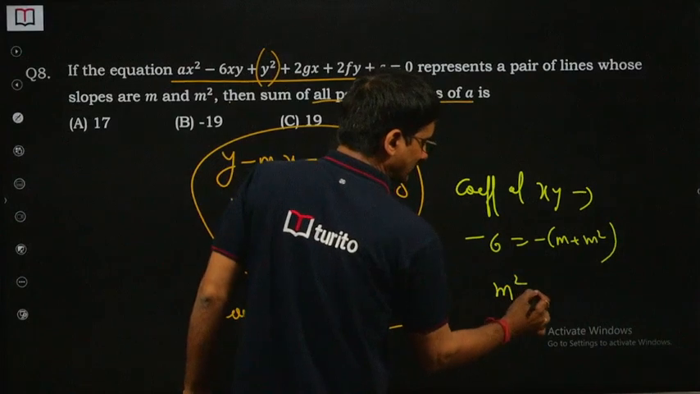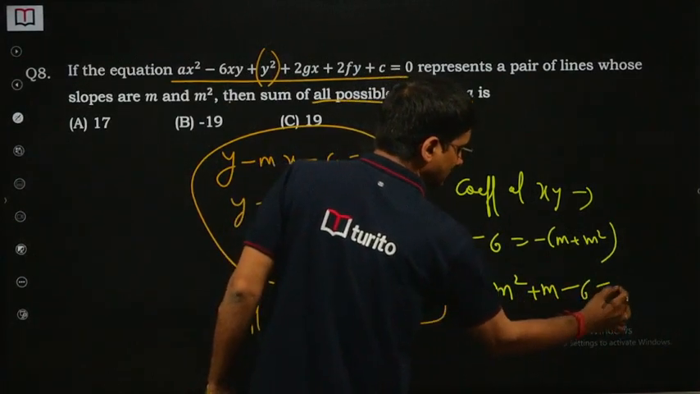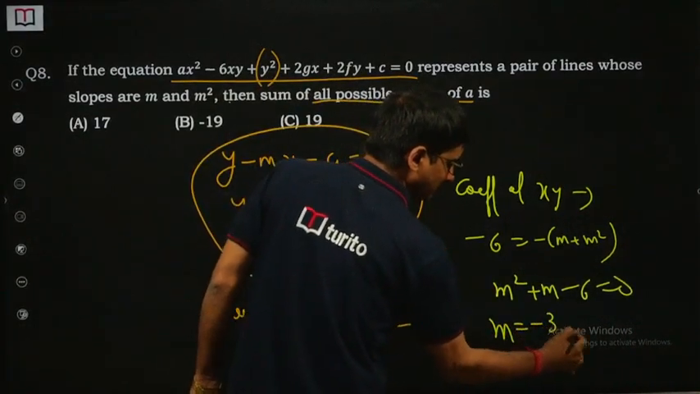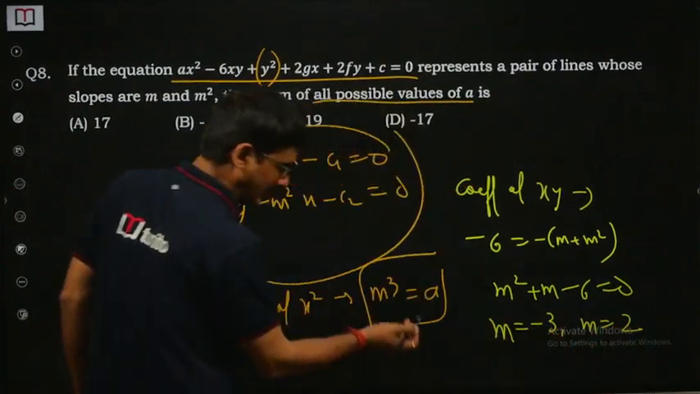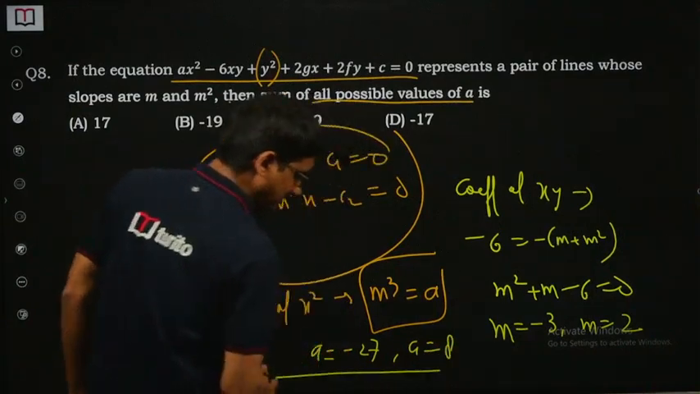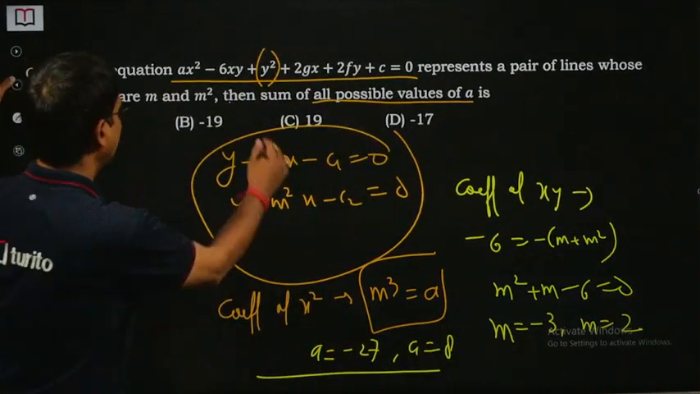So m square plus m minus 6 equal to 0. So now we have it. So m is either minus 3 or m is 2. So ma is either minus 27 or a is 8. Add them and we have minus 19. So that's it. So that's the answer.